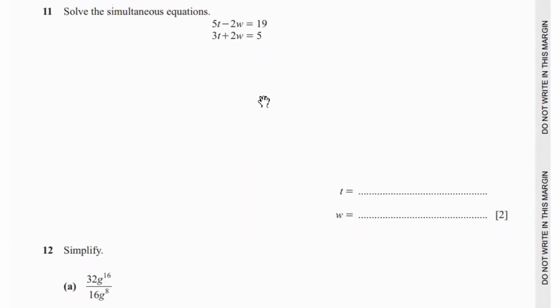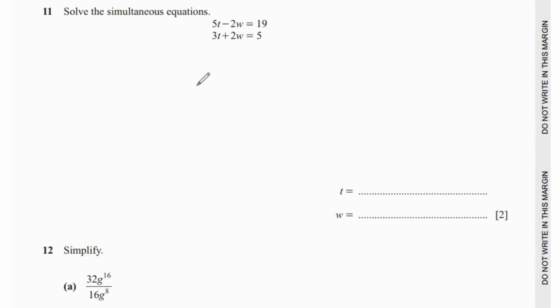Question 11 states, solve the simultaneous equations. So we have a system of simultaneous equations where the first equation is 5t minus 2w equals 19, and the other is 3t plus 2w equals 5. So we have to find the value of t and w.